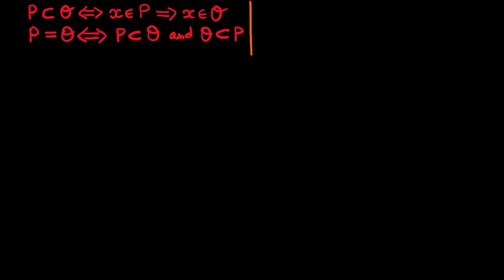Okay, 3 more definitions. Let's look at what it means for us to take the union of two sets. If we had a set Y and a set W, the union of two sets consists of all the elements little x such that x is an element of the first one or x is an element of the second one.